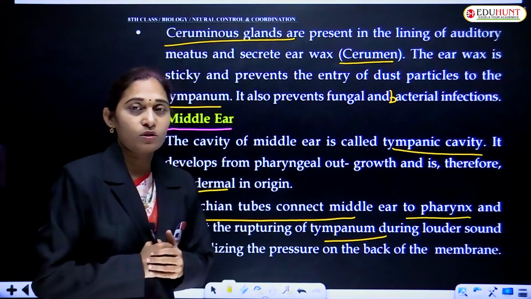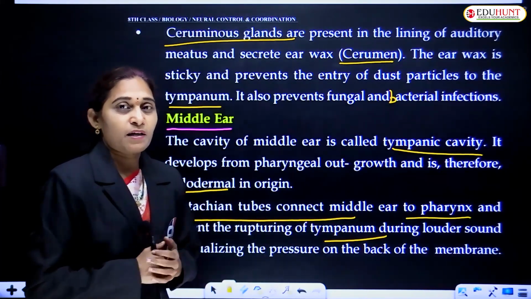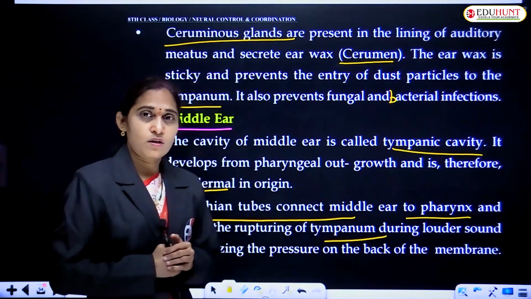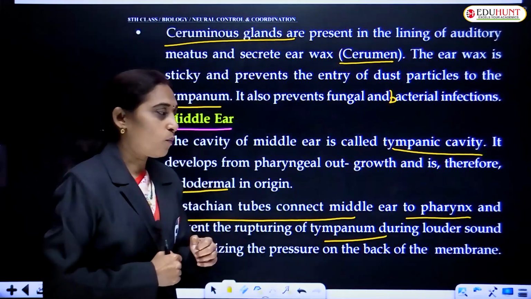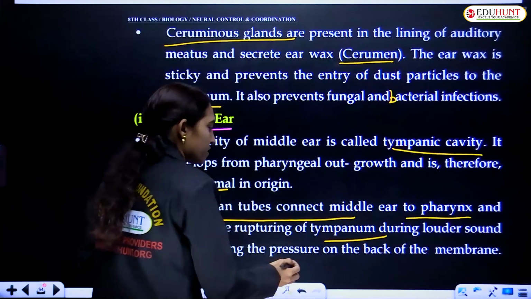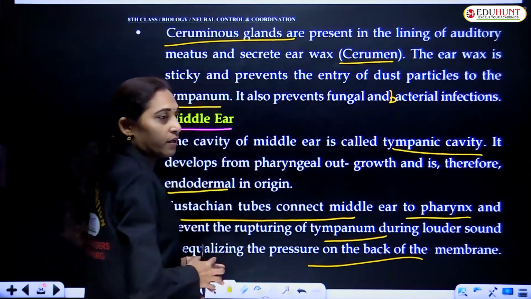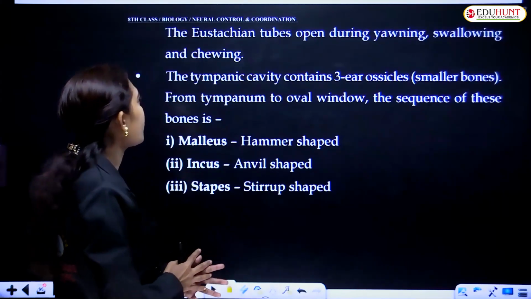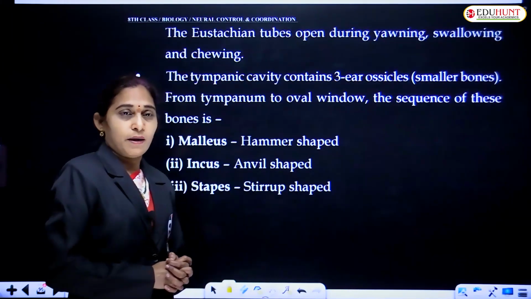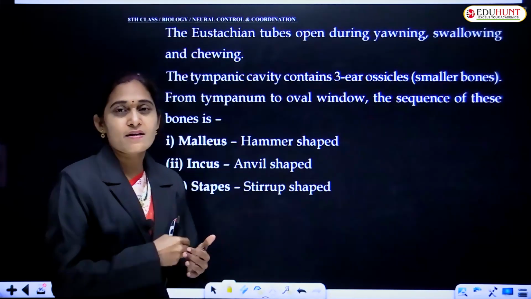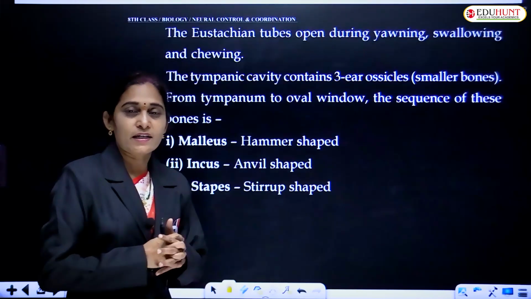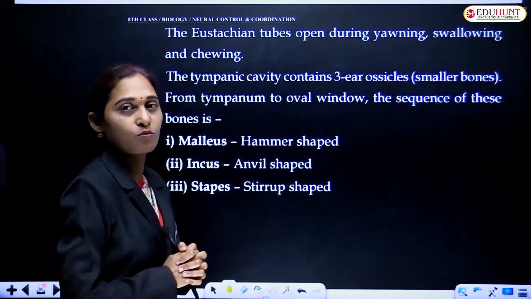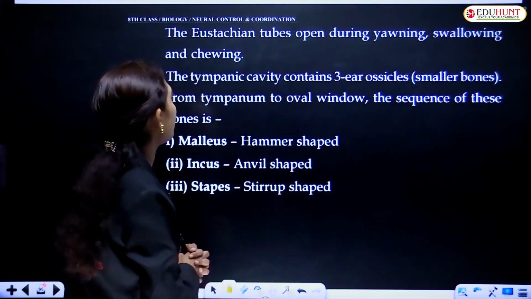When there is a loud sound, the tympanum may break or get disturbed because of the louder vibrations. To equalize that, it produces equal pressure behind the tympanum, to balance it and prevent damage because of the loud sounds and loud vibrations.